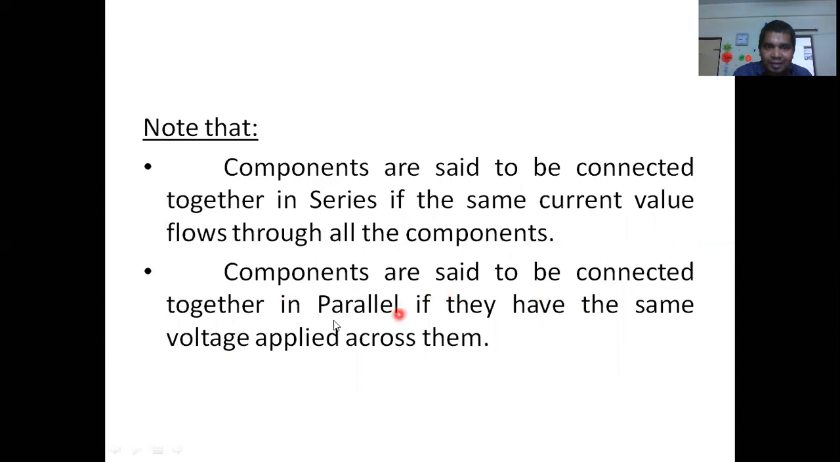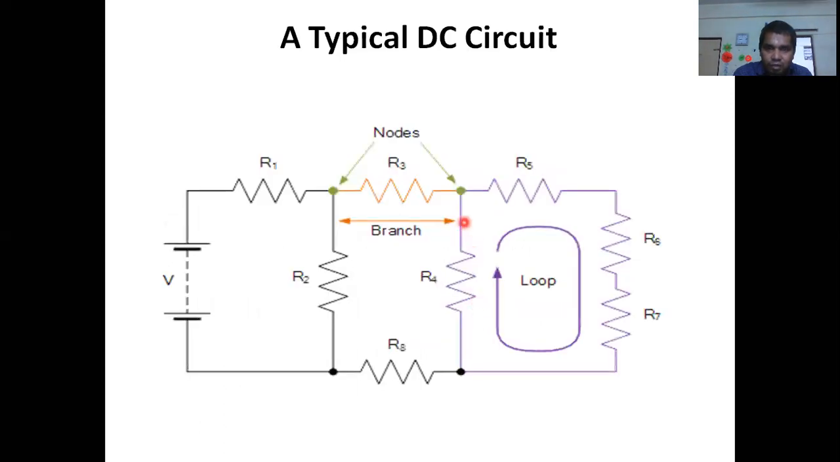The components are said to be connected in parallel if they have the same voltage applied across them. So the voltage available across two points will remain the same, or you can say when the current is taking diversion, the elements are connected in parallel. This means this element and this element have been connected in parallel. In parallel, voltage remains the same. In series, current remains the same. This you have to keep in your mind. In series, current remains the same. In parallel, voltage remains the same, right?